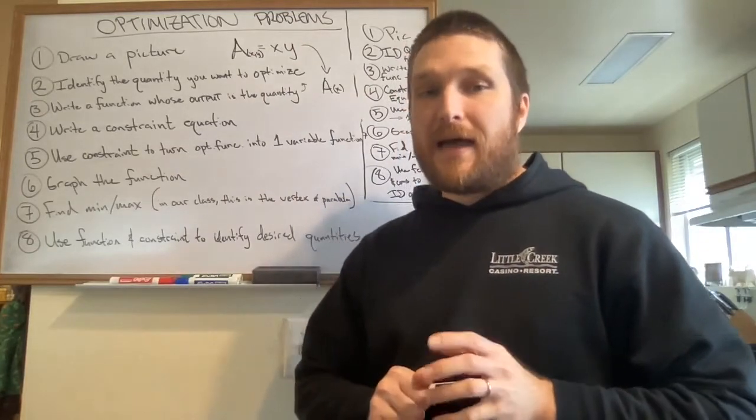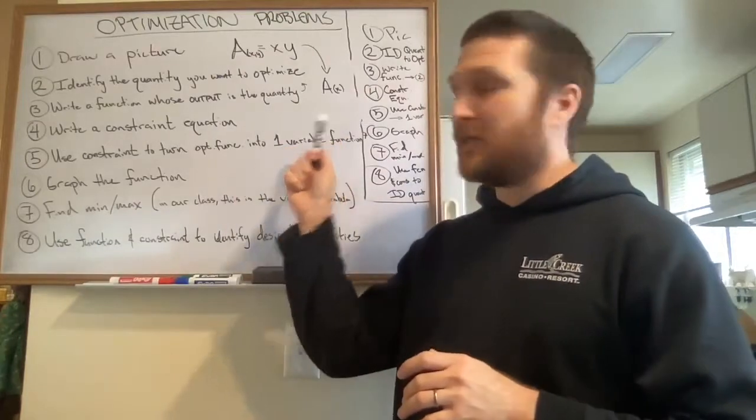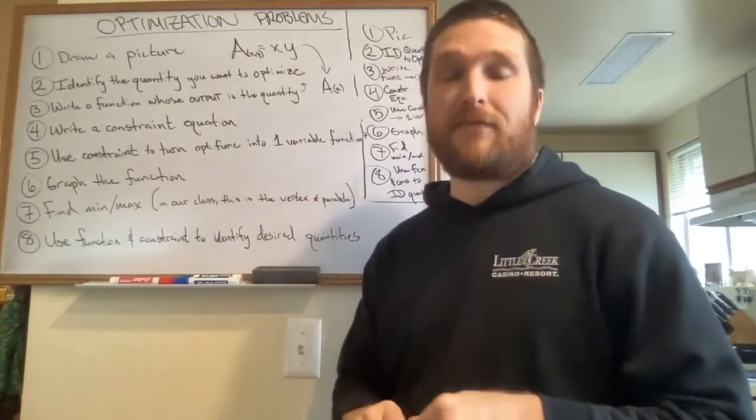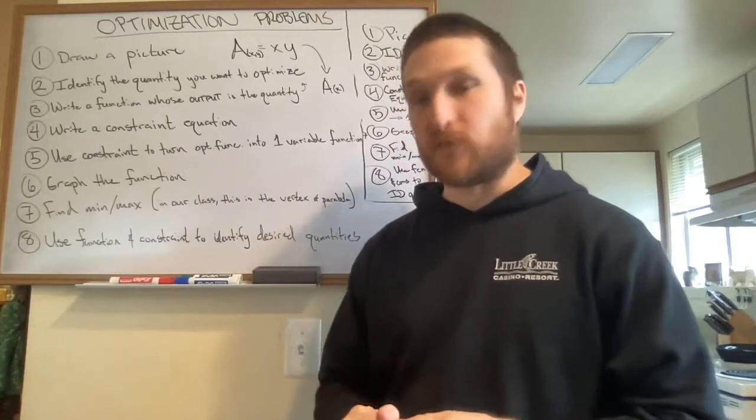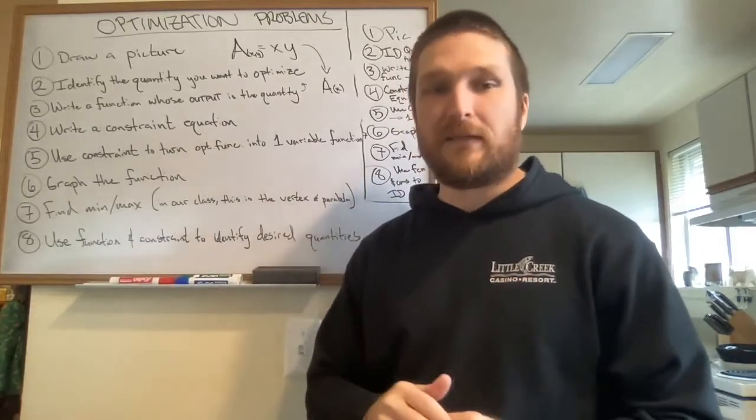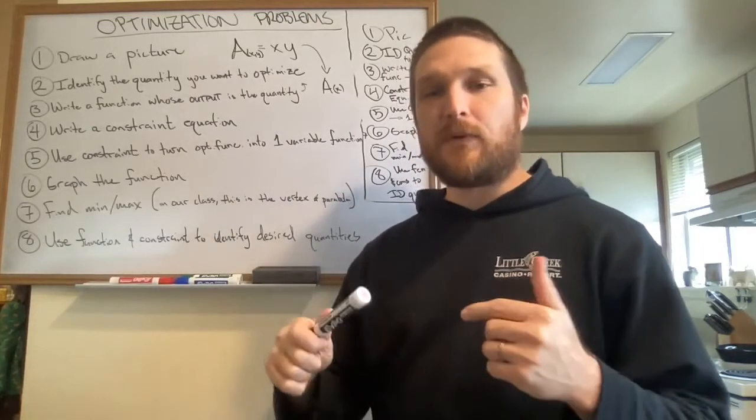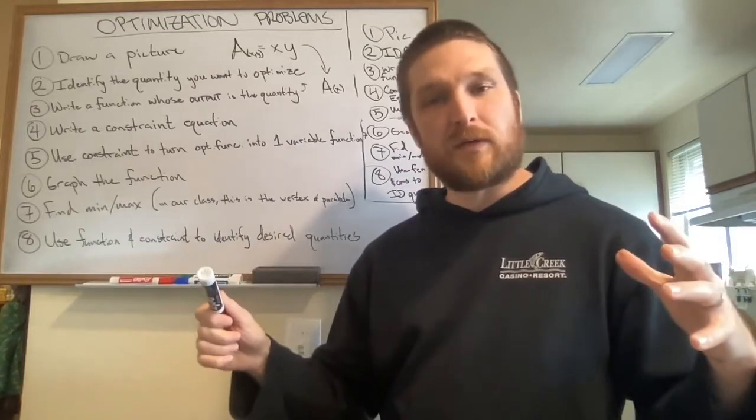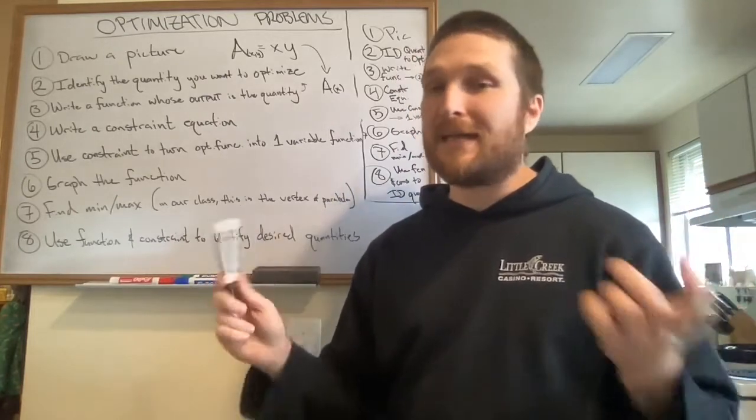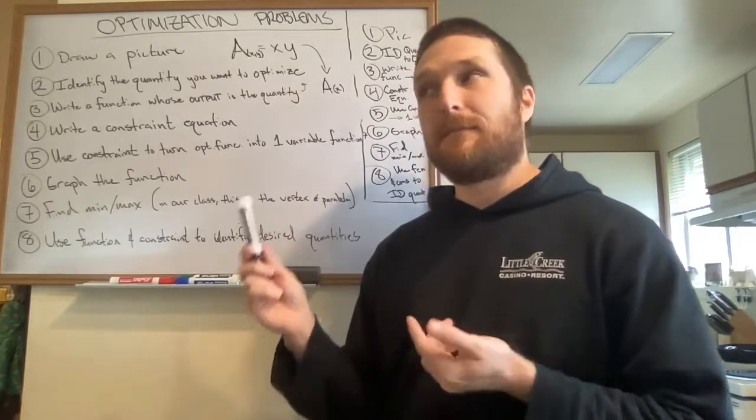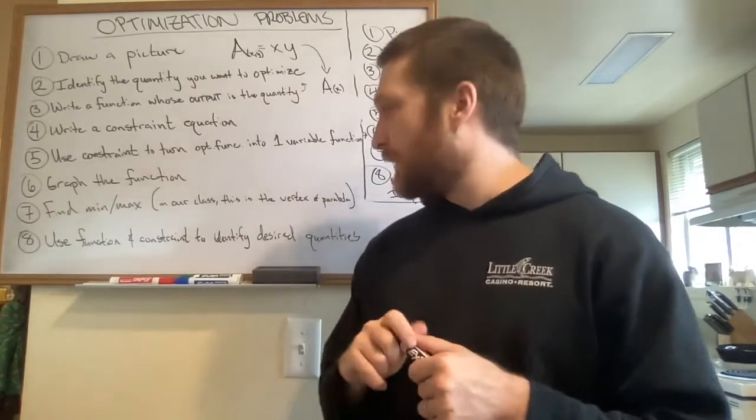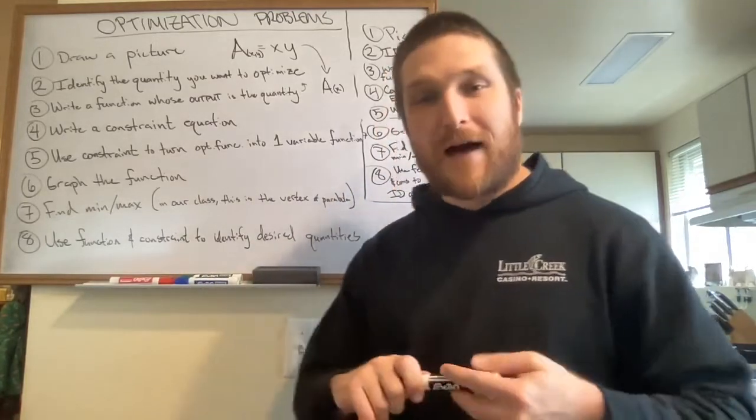Once you have your one variable function, step 6 is to graph the function. This will help you so much if you can graph the function. It'll help you not only to conceptualize what you're doing, but it'll also help save you from making mistakes. And sometimes that's big. So step 7 is find the min or the max.